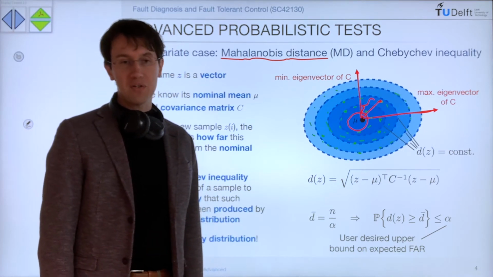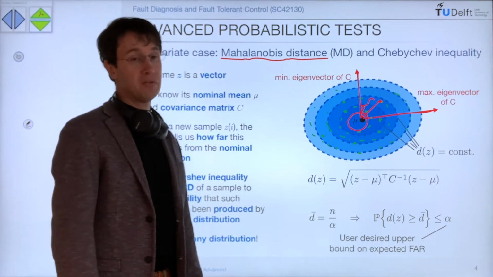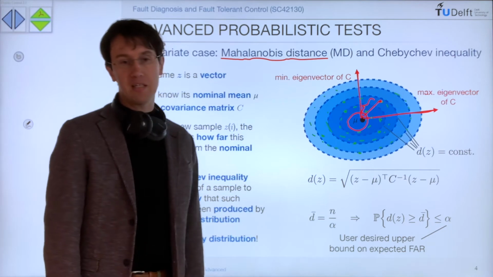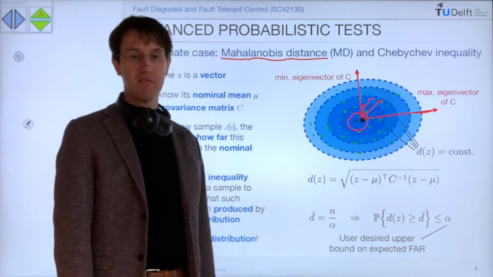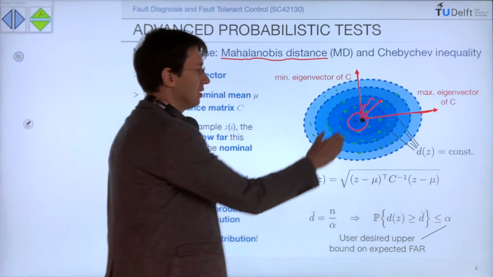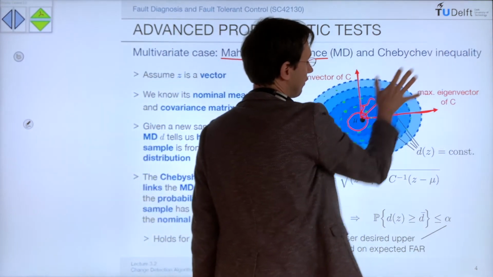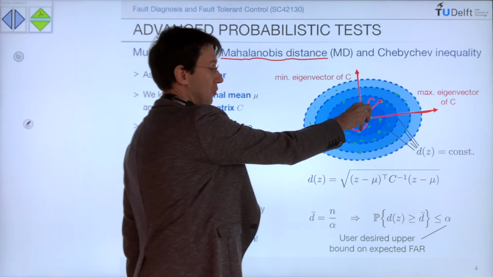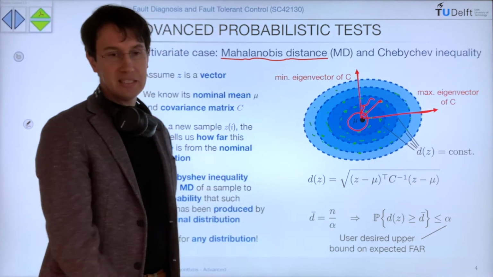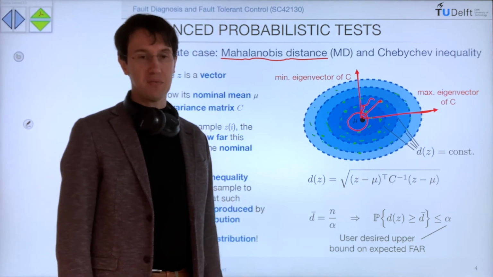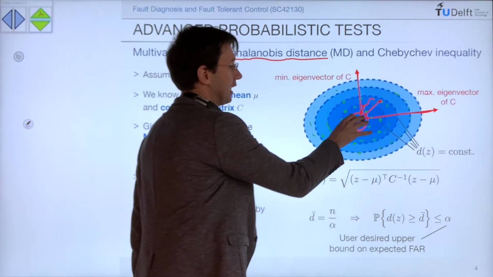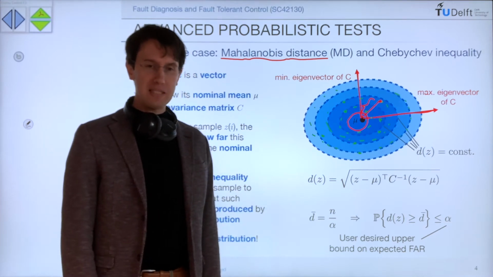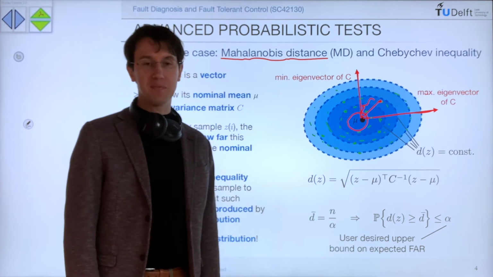And far or not actually depends not only on the distance itself, but also on the variance. So if a random variable has a big variance, it is quite normal for samples to be far away from the mean. If the variance is small, then all the samples are close to the mean. So actually taking the distance alone is not so much informative. But if you take the distance and if you divide it by the variance, and if you look at this normalized distance, well, this makes more sense for a random variable.